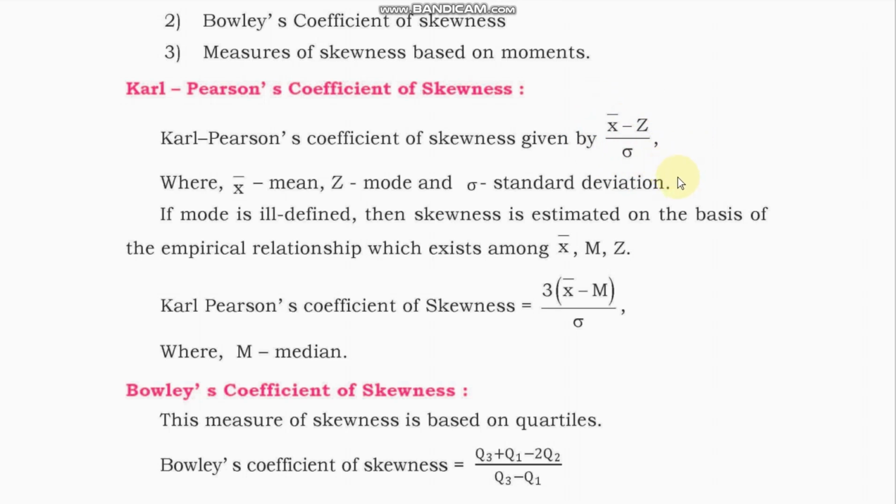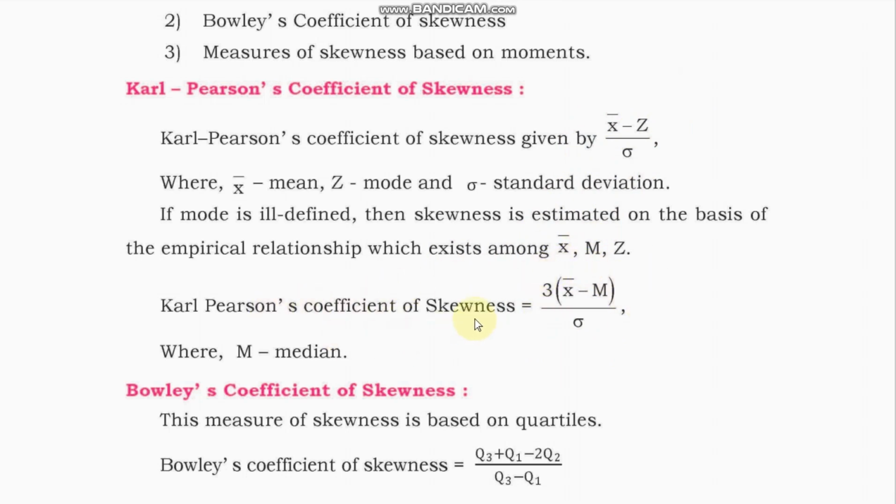Suppose the mode of the given distribution is ill-defined, or is not defined properly, or if it is bimodal or multimodal, then we cannot use this first formula because we need only a single value of mode. As we have previously studied, sometimes the distribution can have more than one mode value. So in such cases, we cannot use this formula. Hence, we go for this formula here.